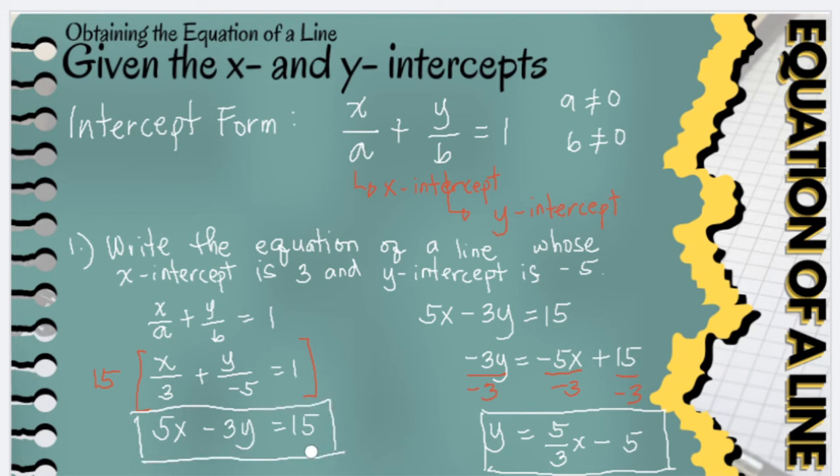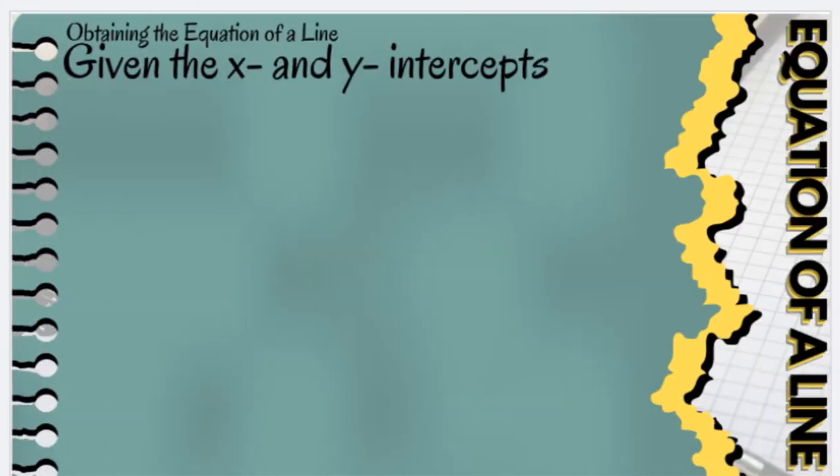Okay, now let us have another example. How about if we have a, or the x-intercept, is 2 over 3, and b, or the y-intercept, is -6. So applying the formula or the intercept form, x over a plus y over b is equal to 1.